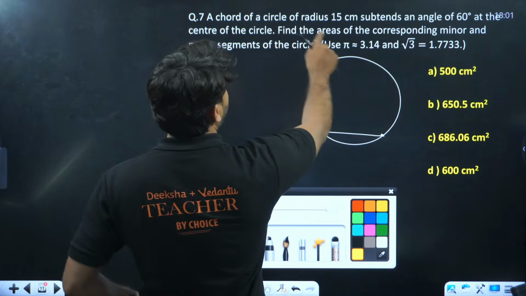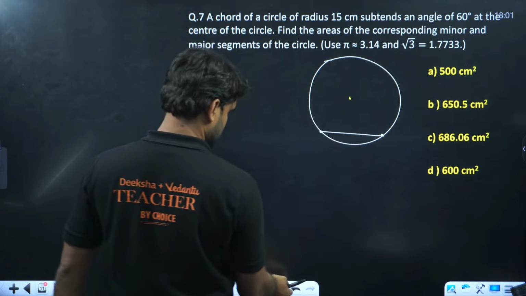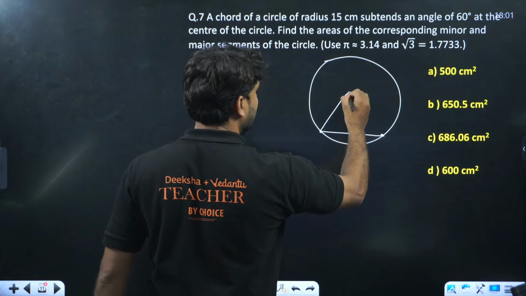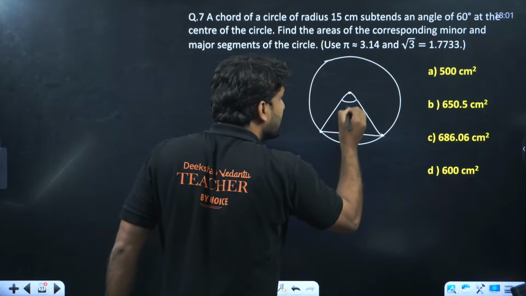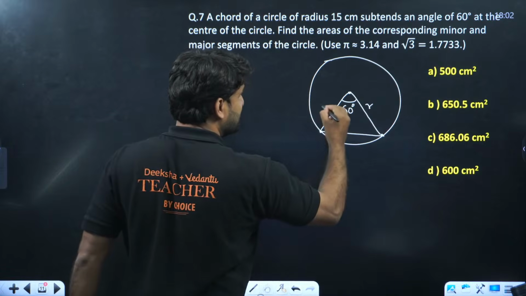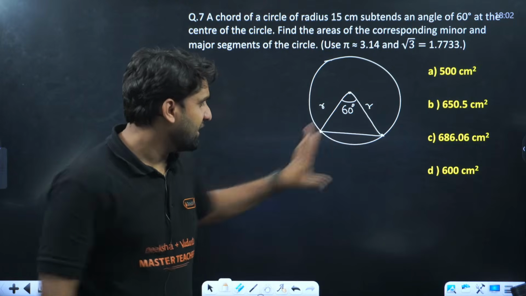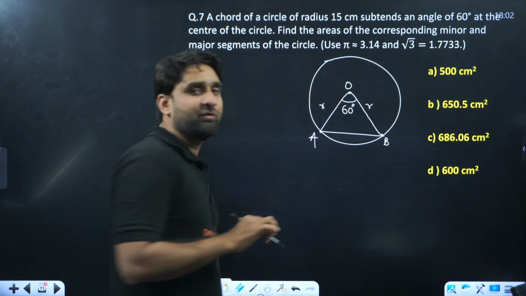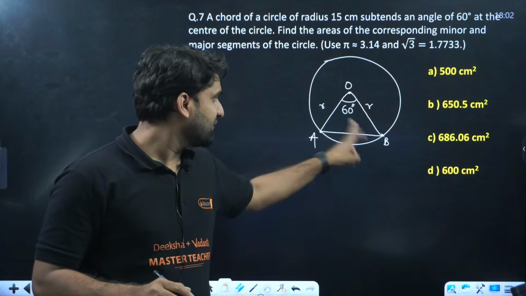Now the interesting part here is a chord of circle of radius 15 centimeter. So basically this is the center here somewhere, and this chord is making angle 60 degree at the center. If this is 60 degree, and you know this is radius, and both the sides are equal to each other, we have a triangle. Let's say this is AB and the center is O. So we have triangle AOB, and one angle is 60 degree. So the other also has to be 60.